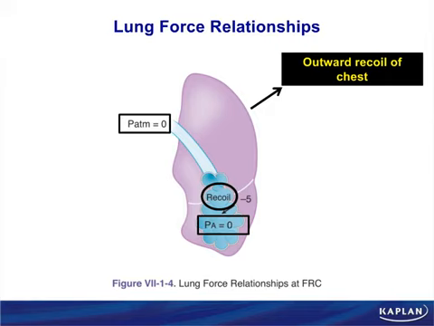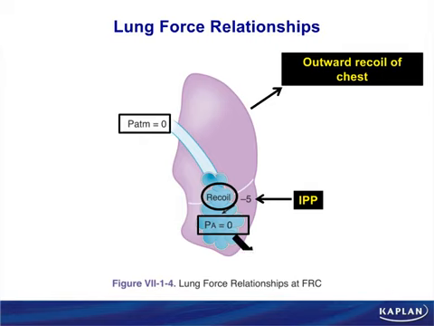This outward pull of the chest and inward pull of the lungs creates a negative, in other words, subatmospheric interpleural pressure. So notice here that interpleural pressure is -5. Now, in order to get air to move, we have to have a pressure gradient. At FRC, alveolar pressure equals atmospheric pressure. They're the same. So no air is flowing. They're both 0. So I have a 0 alveolar pressure and a -5 interpleural pressure.